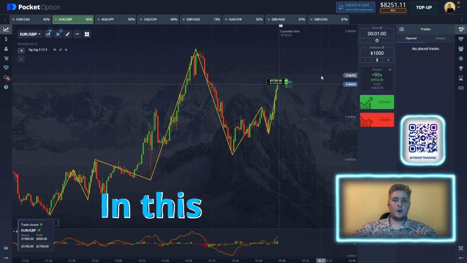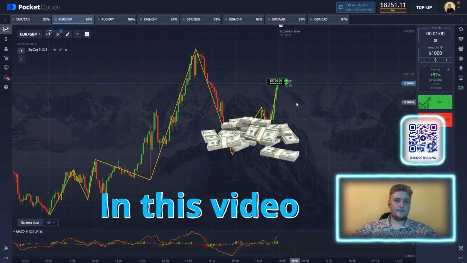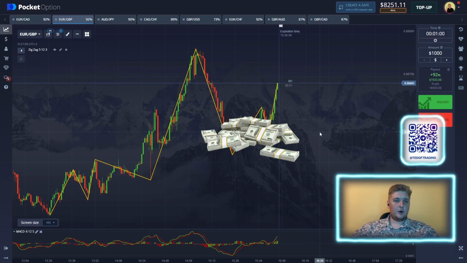Can point out the upward movement. That's why we open our long positions. And our positions are in profits. We got $8,250 on our balance.